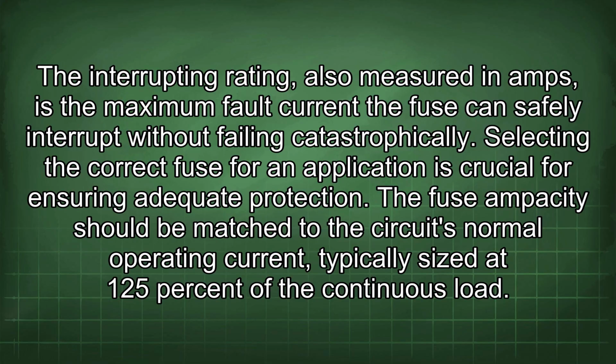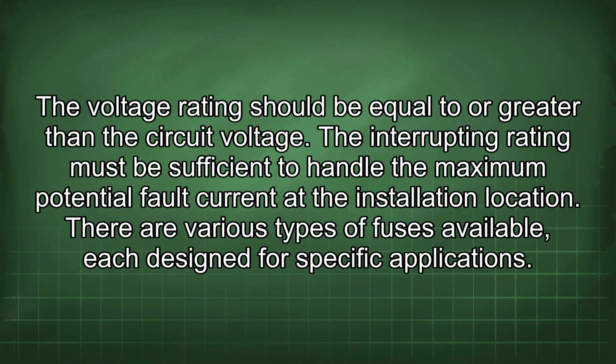Selecting the correct fuse for an application is crucial for ensuring adequate protection. The fuse ampacity should be matched to the circuit's normal operating current, typically sized at 125% of the continuous load. The voltage rating should be equal to or greater than the circuit voltage. The interrupting rating must be sufficient to handle the maximum potential fault current at the installation location.